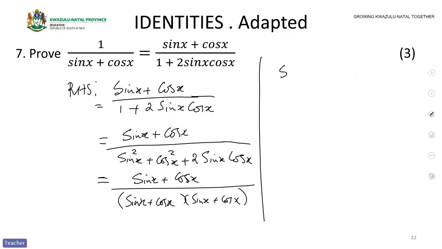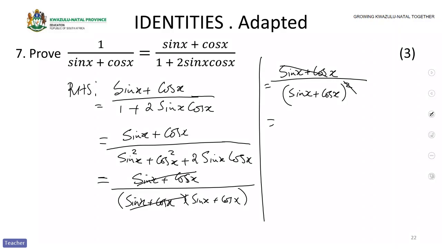We are going to have sin of x plus cos of x all divided by sin of x plus cos of x all squared, which is the same as this one. Now, how many terms do we have in the denominator? We've got one term. It's exactly the same term, so one of these can cancel one of these. Alternatively, you can say one of these can cancel one of these. It is still the same thing.